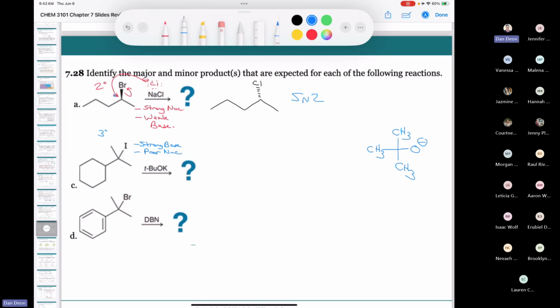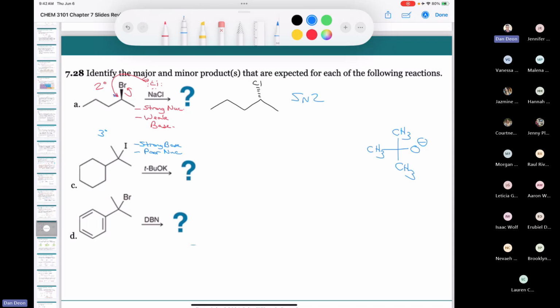Could anybody tell me what the predominant mechanism will be for this one? It is not a trick question or anything. What's the predominant type of mechanism? You don't have to name the product or anything like that. Yeah, it's an E2. Exactly. Perfect. It's tertiary, strong base, poor nucleophile.